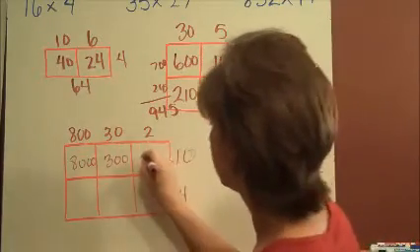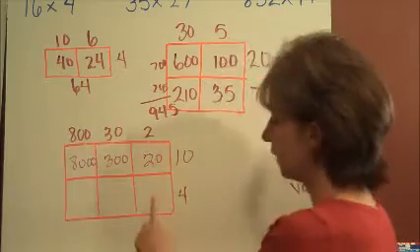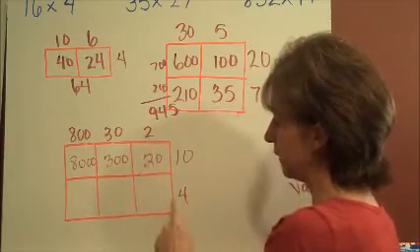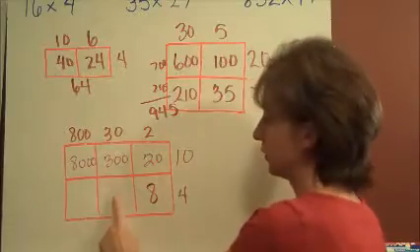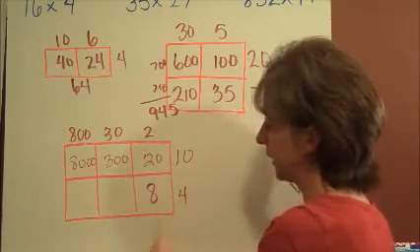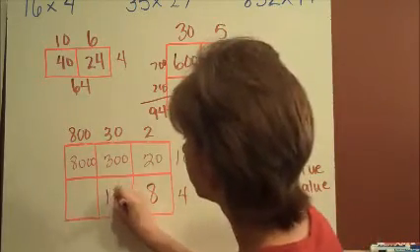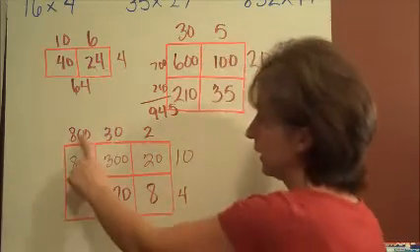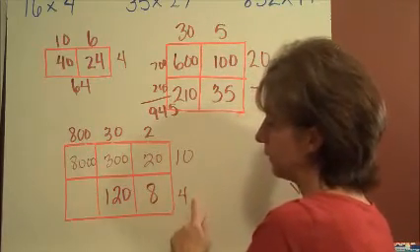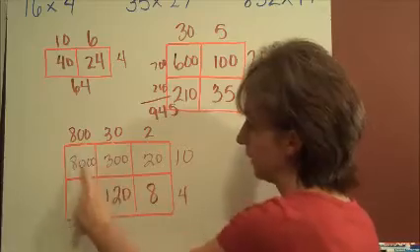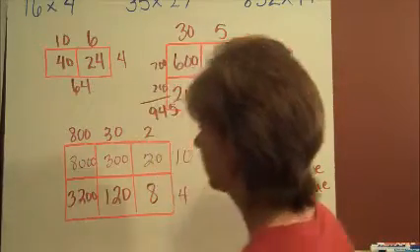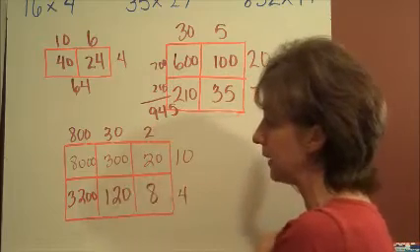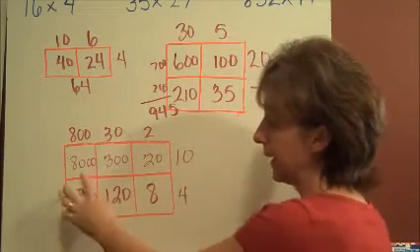2 times 10 is 20. Straight up and straight over says do 2 times 4. Straight up to 30, straight over to 4. 30 times 4 is 120. And 800 times 4 is the same as 4 times 8 with 2 zeros. 3,200. And again, I can combine any of these that are easy to put in my head.